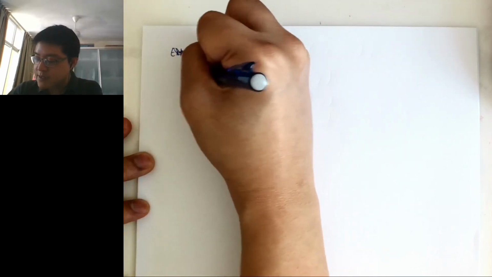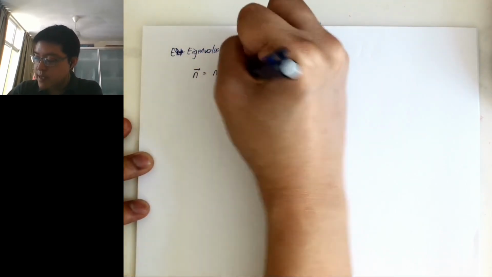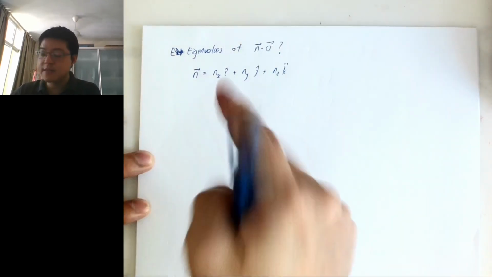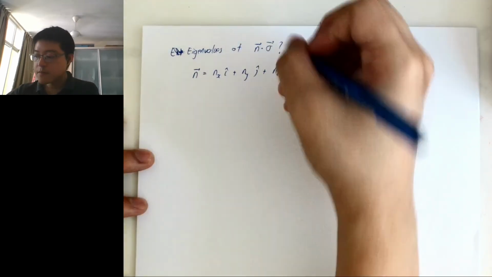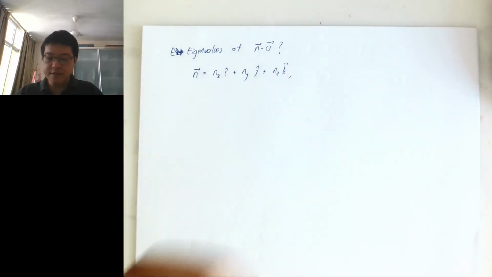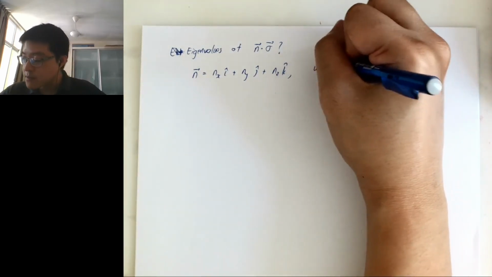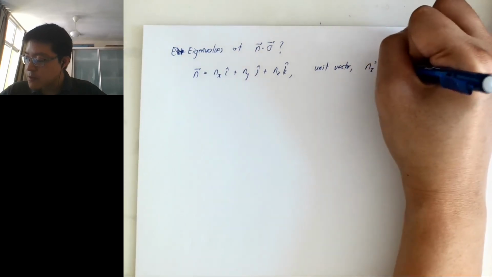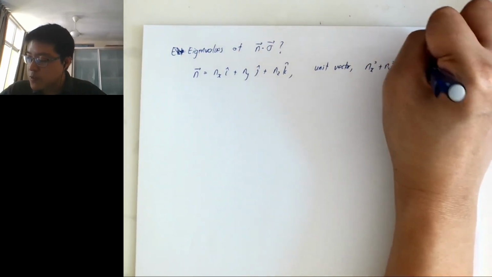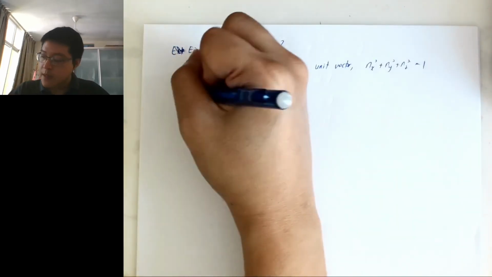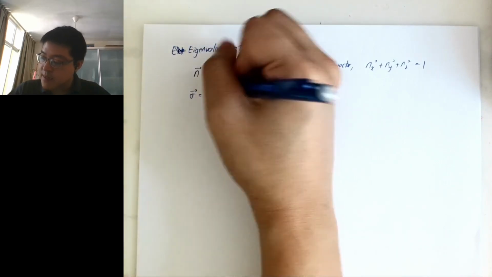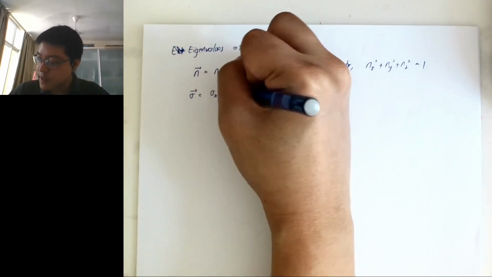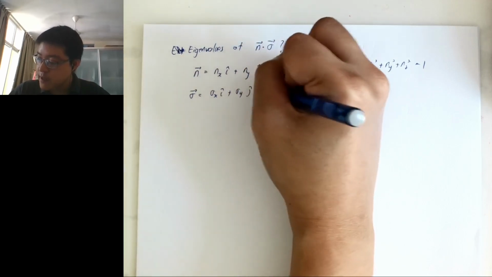The n vector is nx i plus ny j plus nz k, right? It's just telling us the direction of the state. So if this is a unit vector, that means nx squared plus ny squared plus nz squared should be equal to 1, right? It's just a vector of length 1, and then sigma is just sigma x i, sigma y j, sigma z k, right?